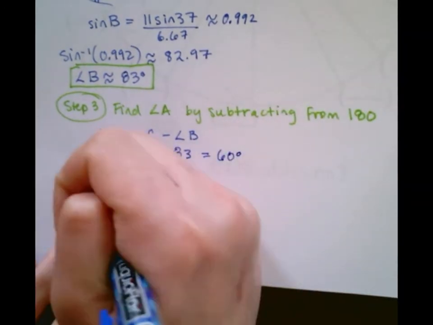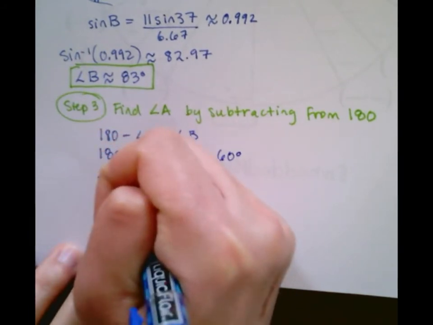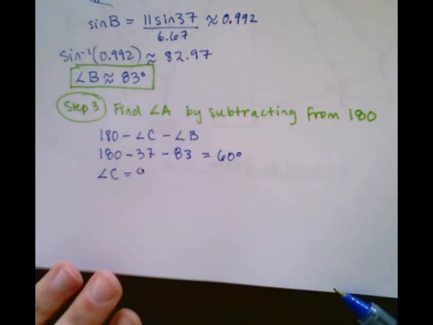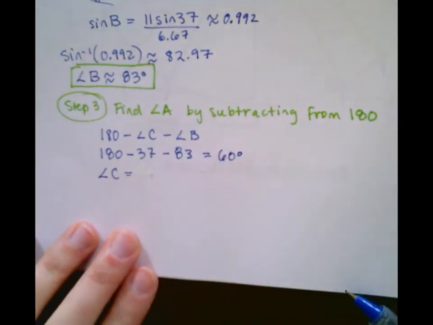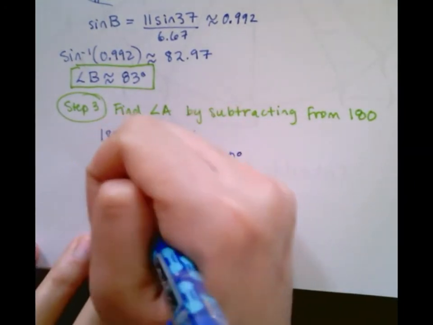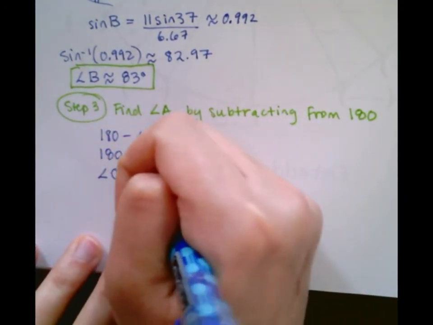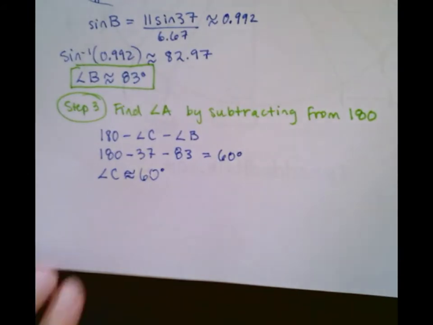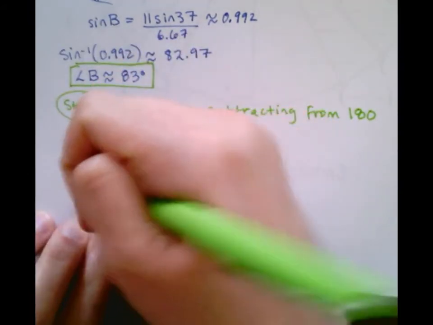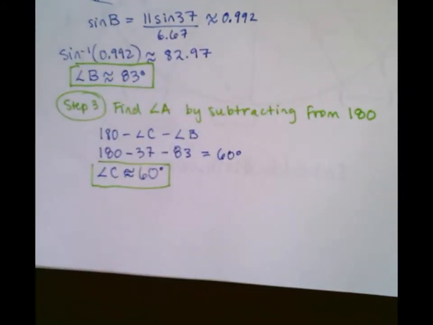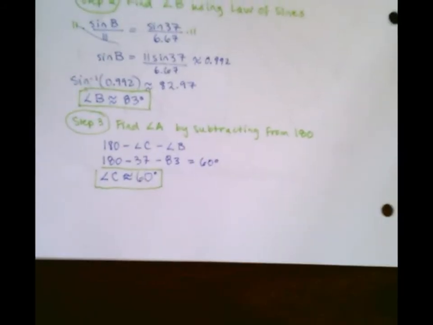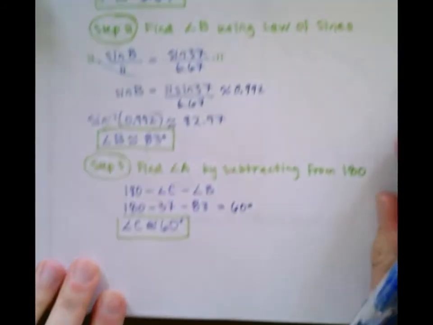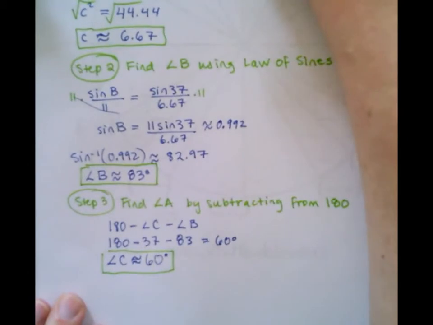So now we know angle A is approximately 60 degrees. And now we have completed this triangle. We have solved all missing parts. Okay, so we're going to do a second example. This time it's going to be side, side, side.